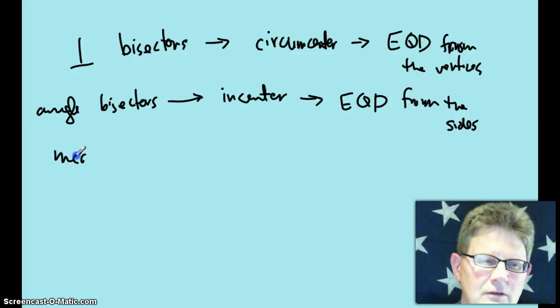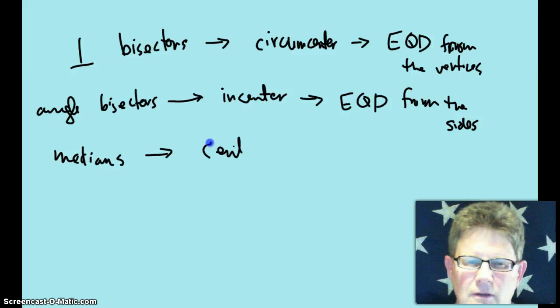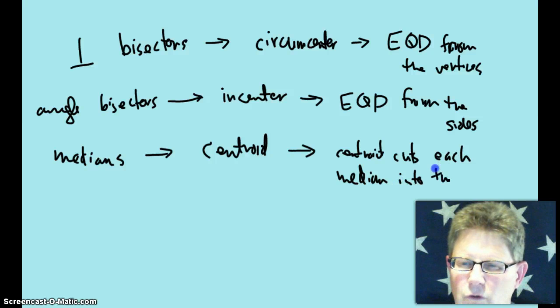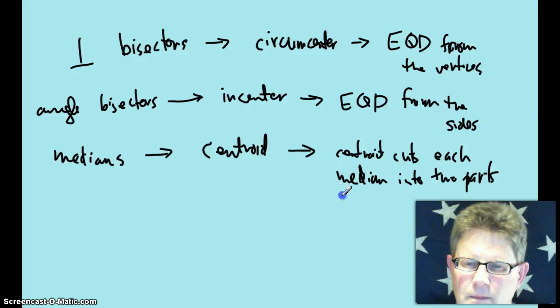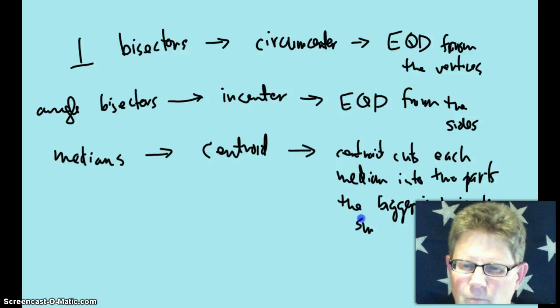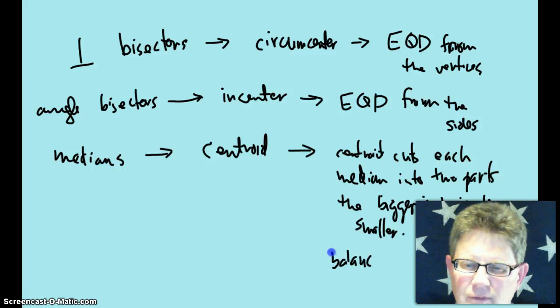The medians meet at the centroid, and the centroid cuts each median into two parts. The bigger is twice the smaller. And the second thing is, it is the balance point. That centroid is the balance point.